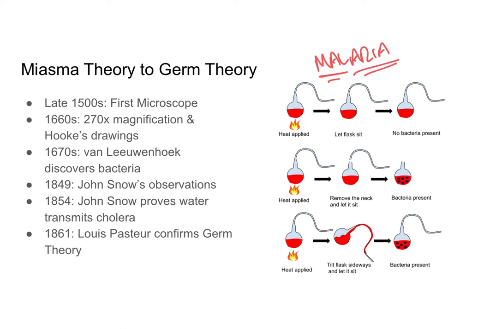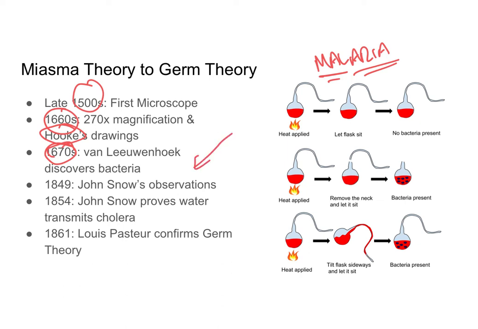And so the first microscope didn't come around until the 1500s, and then it wasn't until the 1600s that the magnification allowed for Hooke to make drawings of these bacteria that he was seeing. In 1670, Van Leeuwenhoek then discovers the bacteria based off of Hooke's drawing. So Hooke was drawing cells and structures, and then Van Leeuwenhoek took a look and was like, I think that this is actually an organism. And he discovered bacteria, but the association between those bacteria and disease didn't come along until the 1850s, 1860s.